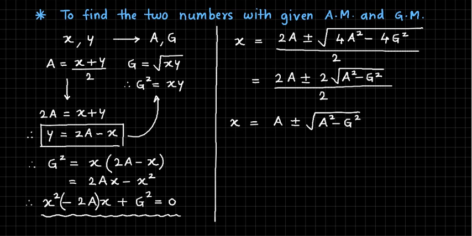Now you see this gives us two values, one considering the plus sign, another considering the minus sign. So one of the values we call as x and the other value we call as y, because it does not depend which number we call as x and which number we call as y. Alright, so this is the formula which we can use as a shortcut to directly calculate the two numbers when we are given the arithmetic mean and geometric mean.